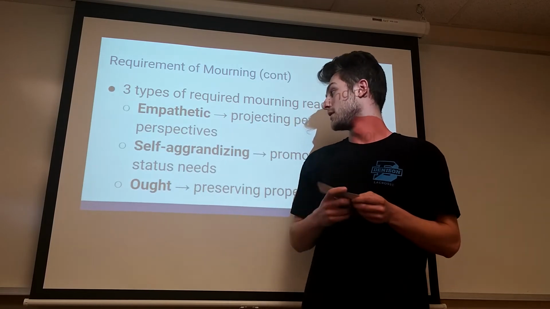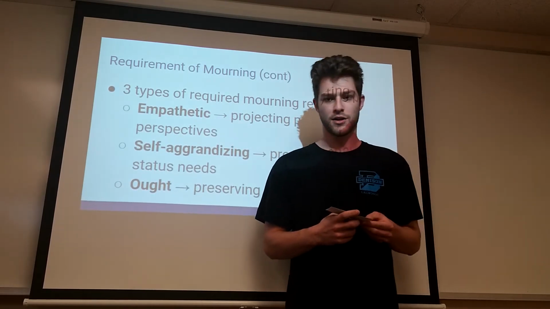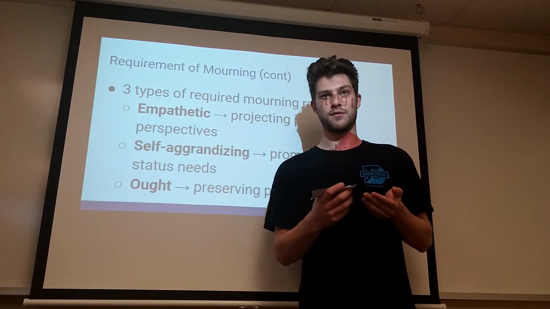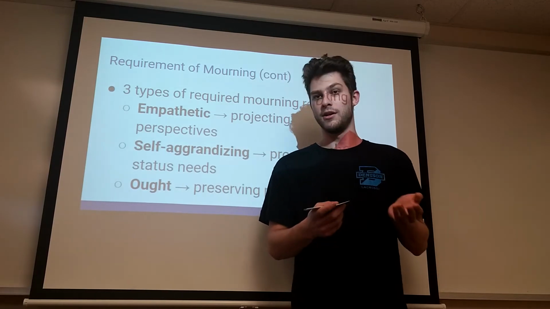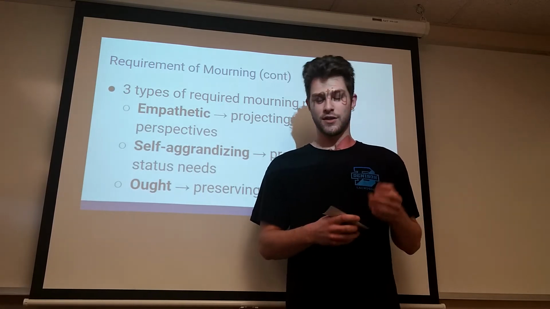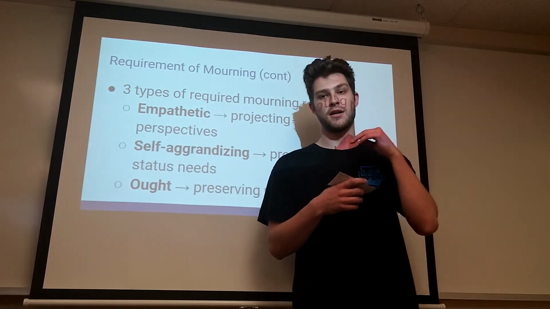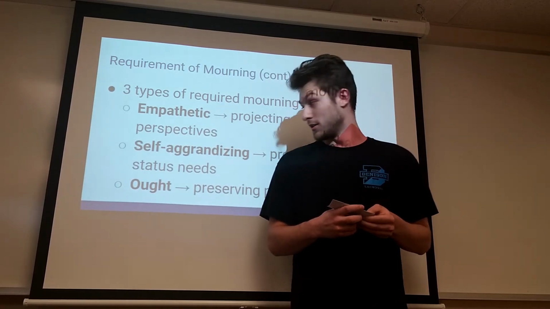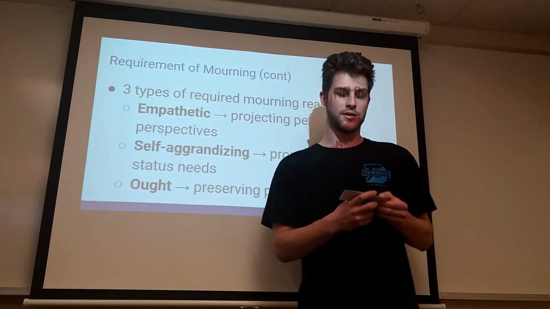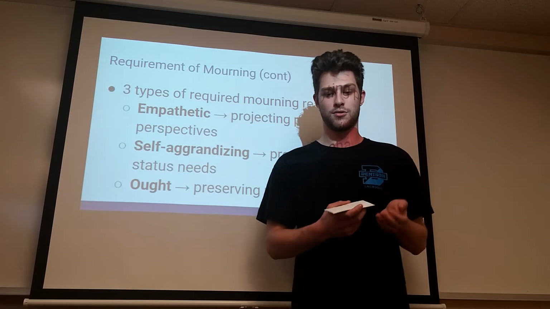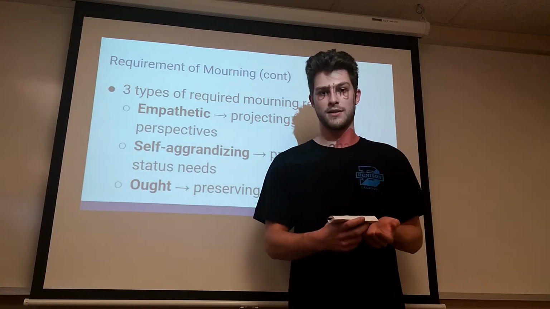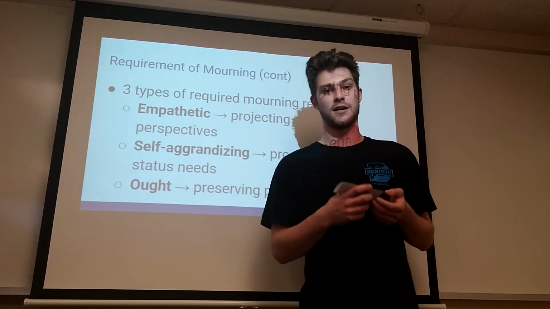The second one is the self-aggrandizing requirement, and this occurs when the outsider enhances their own self-importance when they compare themselves with the PWD. And when the PWD is not found to suffer, then that outsider essentially shifts their status and puts themselves on a higher pedestal than the PWD. And the third one is called the ought requirement of mourning, and this one is aligned with the sociocultural notions of what constitutes normal behavior towards PWDs. So outsiders will strongly insist that suffering is the correct response because that is how our society portrays having a disability.